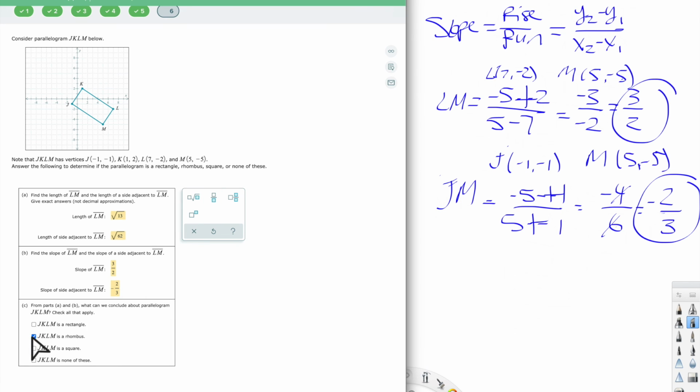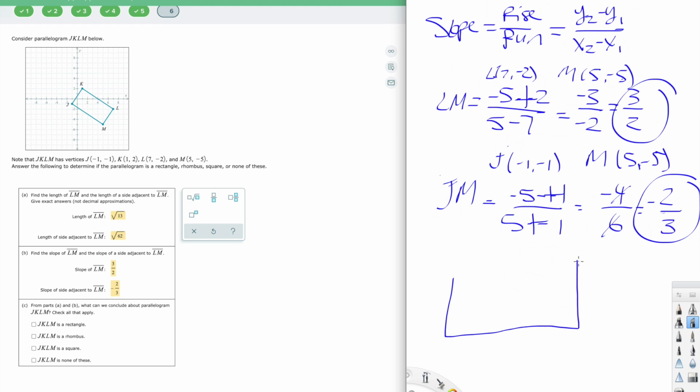So because the slopes are negative reciprocals, LM is perpendicular to JM, which means this is a right angle. If I have a single right angle inside of a parallelogram, they are all right angles. And why is that true? Well, because if we think about a parallelogram, and that's a very horrible parallelogram. Goodness gracious, I can't do a parallelogram right now.